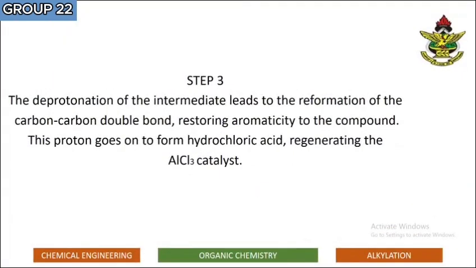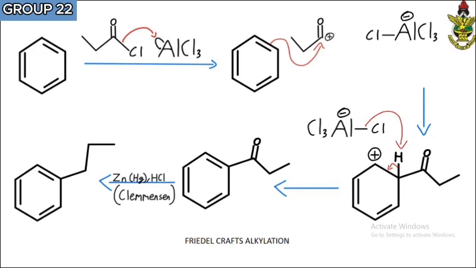And the last step is that deprotonation of the intermediate leads to the reformation of the carbon-carbon double bond, which was lost in the second step, restoring the aromaticity to the compound. And this proton goes on to form hydrochloric acid, regenerating the aluminum chloride catalyst. Now let's look at a diagram for a better understanding.